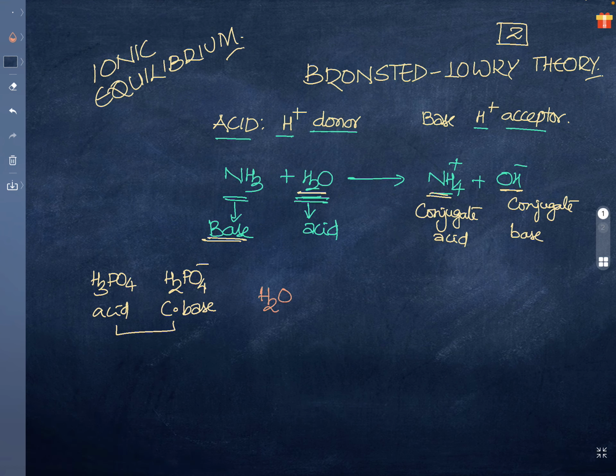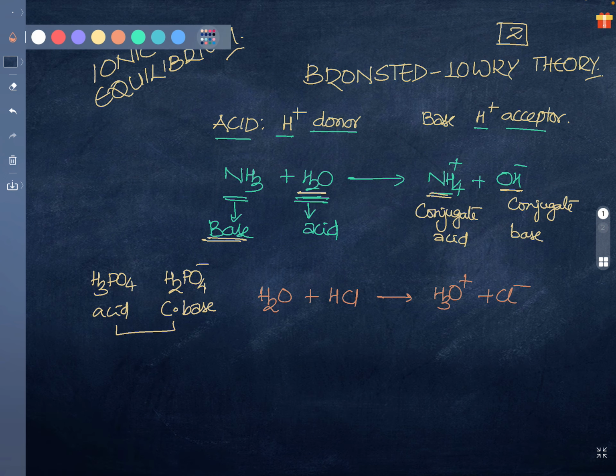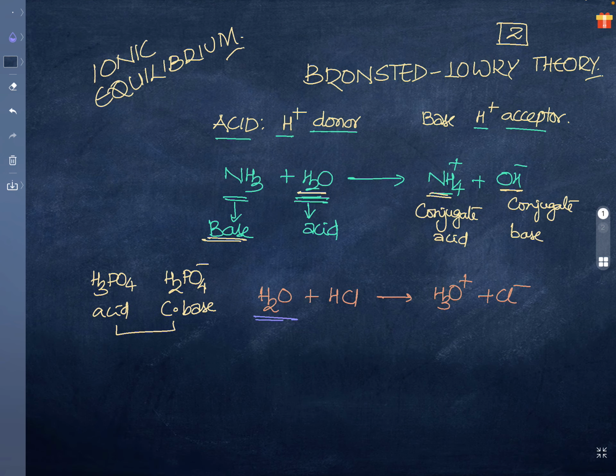H2O plus HCl I am taking, becoming H3O plus and Cl minus. H2O is here accepting a proton from HCl, so this is base. HCl is providing it, so acid. H3O plus is called conjugate acid, as it gained a proton. Cl minus has lost a proton, so it is the conjugate base.